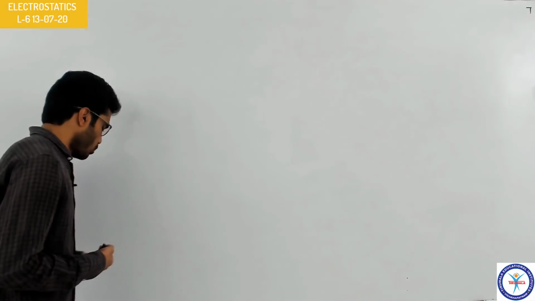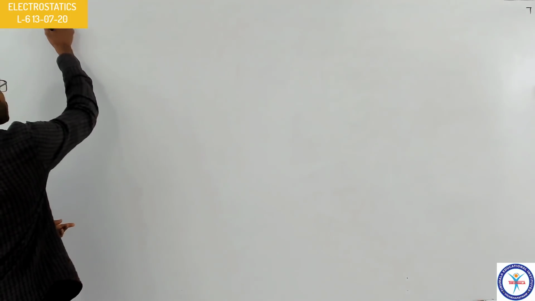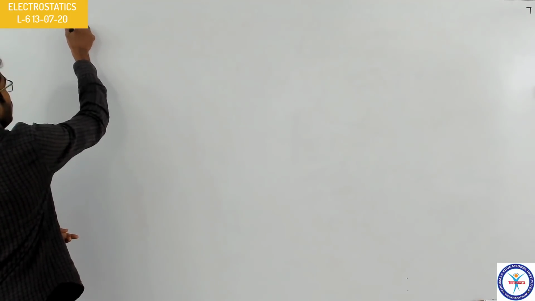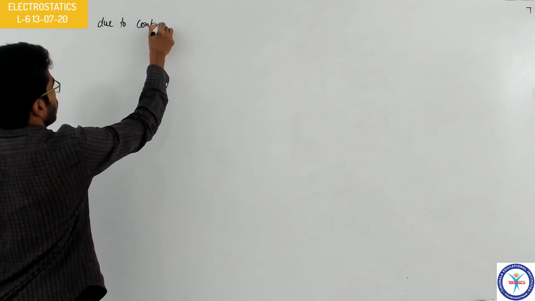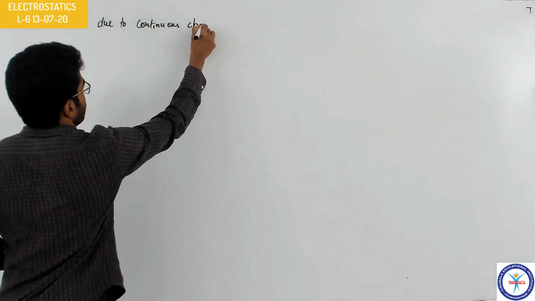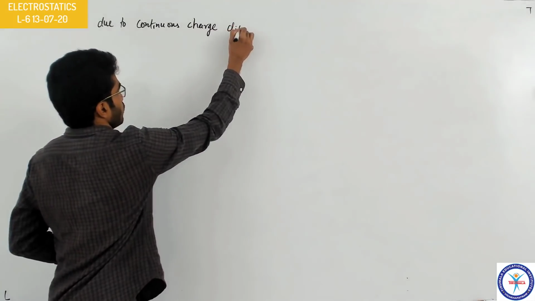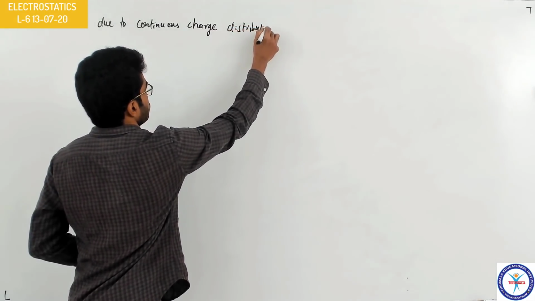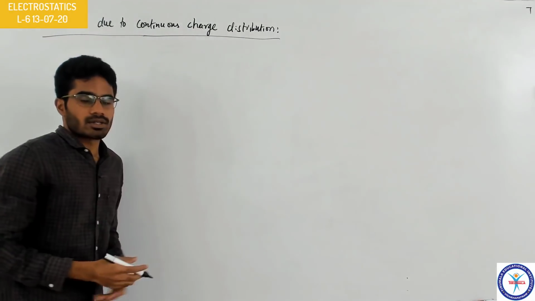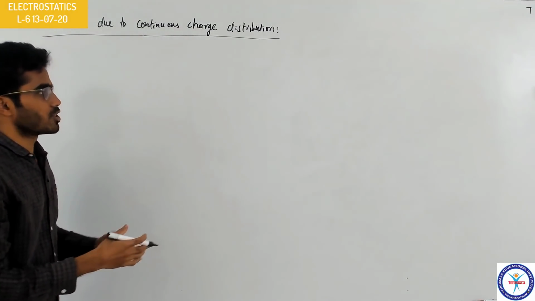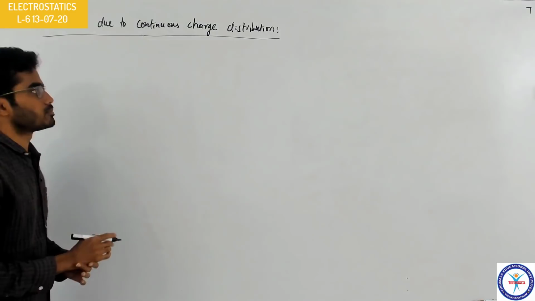Hello students, so let us discuss the potential due to continuous charge distributions. Potential due to continuous charge distribution. Continuous charge distributions are line charges, surface charges or volume charges.